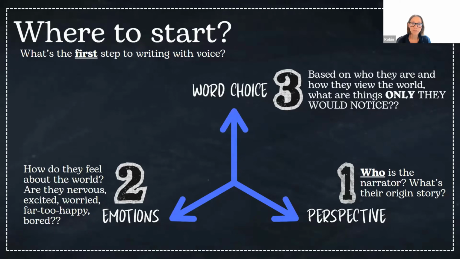Then you're going to come to number 3, which is your word choice. Based on who they are and how they view the world, what are things that only they would notice? If you have a character who is always happy, the things that they will notice and point out in their writing are things that make them happy. And if they're really bored all the time, they're going to constantly bring up things that are boring. So we tend to focus on what we already have perceived as our worldview.